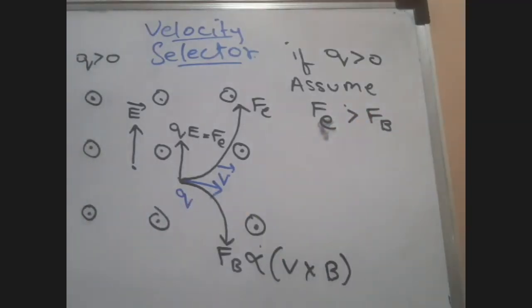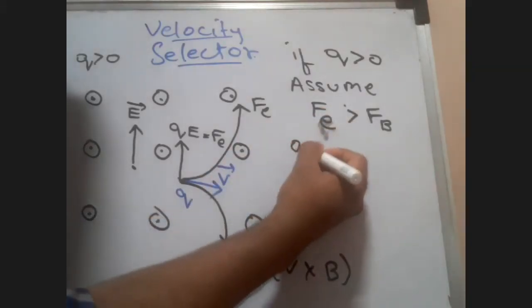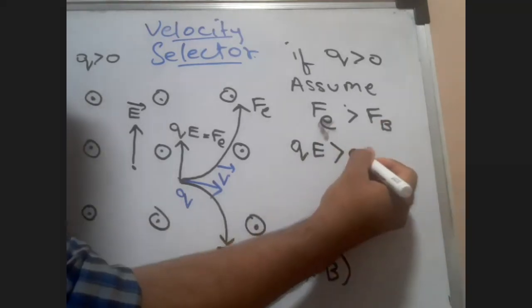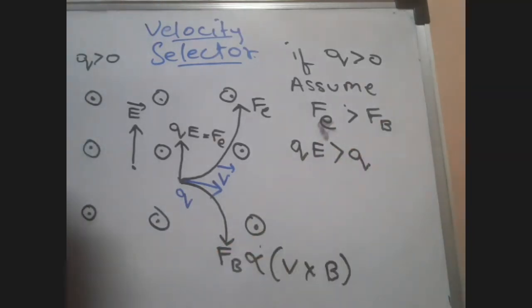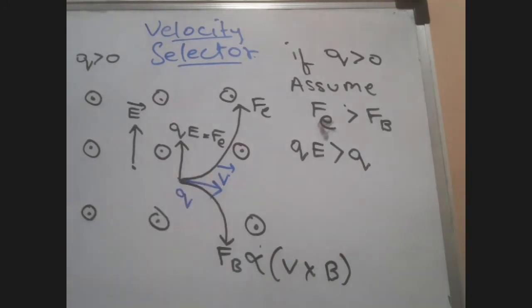If this is the case, students, then what is the electric force denoted as? It's denoted as Q times E. What is the magnetic force defined as? Q into V cross B. But students, V cross B is what over here? It is 90 degrees.